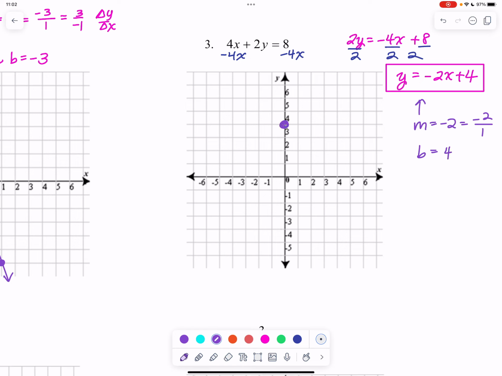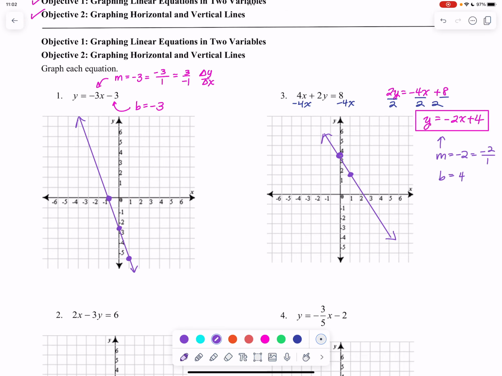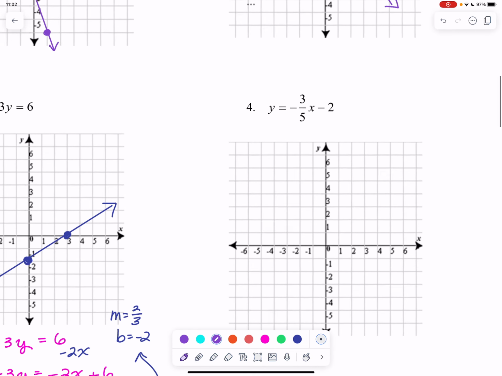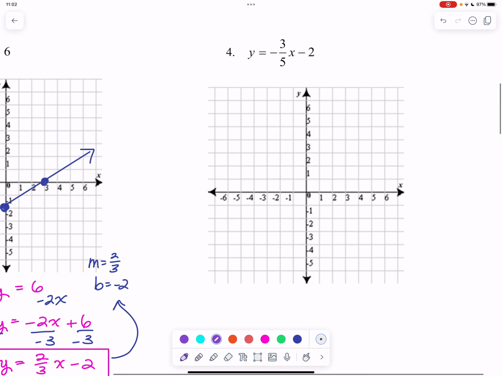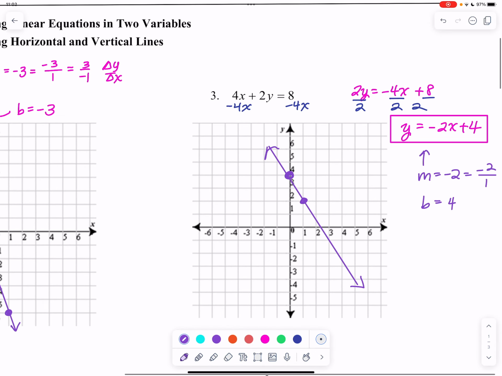We will go down 2 and to the right 1. Again, you could go up 2, walk up 2, and to the left 1. So either one of those work just fine. And we just have this very nice graph. Okay, moving on to number 4. Here we are in slope-intercept form already. And I probably should have written that here. This is our standard form.